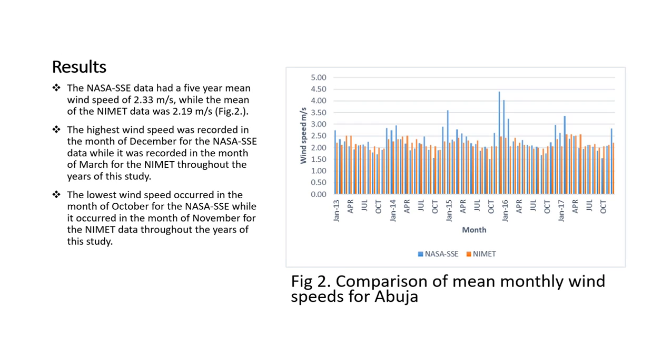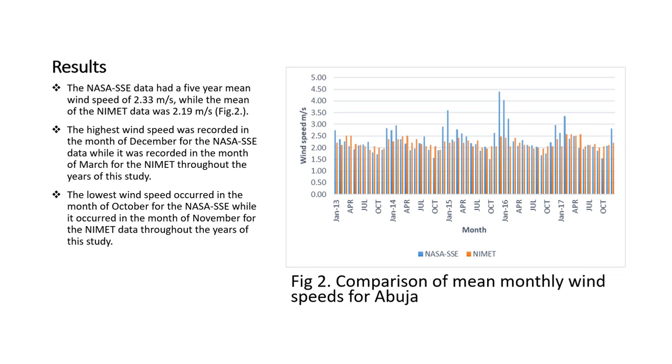Results. For Abuja, the following results were obtained. Figure 2 shows a comparison of mean monthly wind speed for Abuja. The NASA SSE data had a 5-year mean wind speed of 2.33 meters per second, while the mean of the NIMET data was 2.1 meters per second.